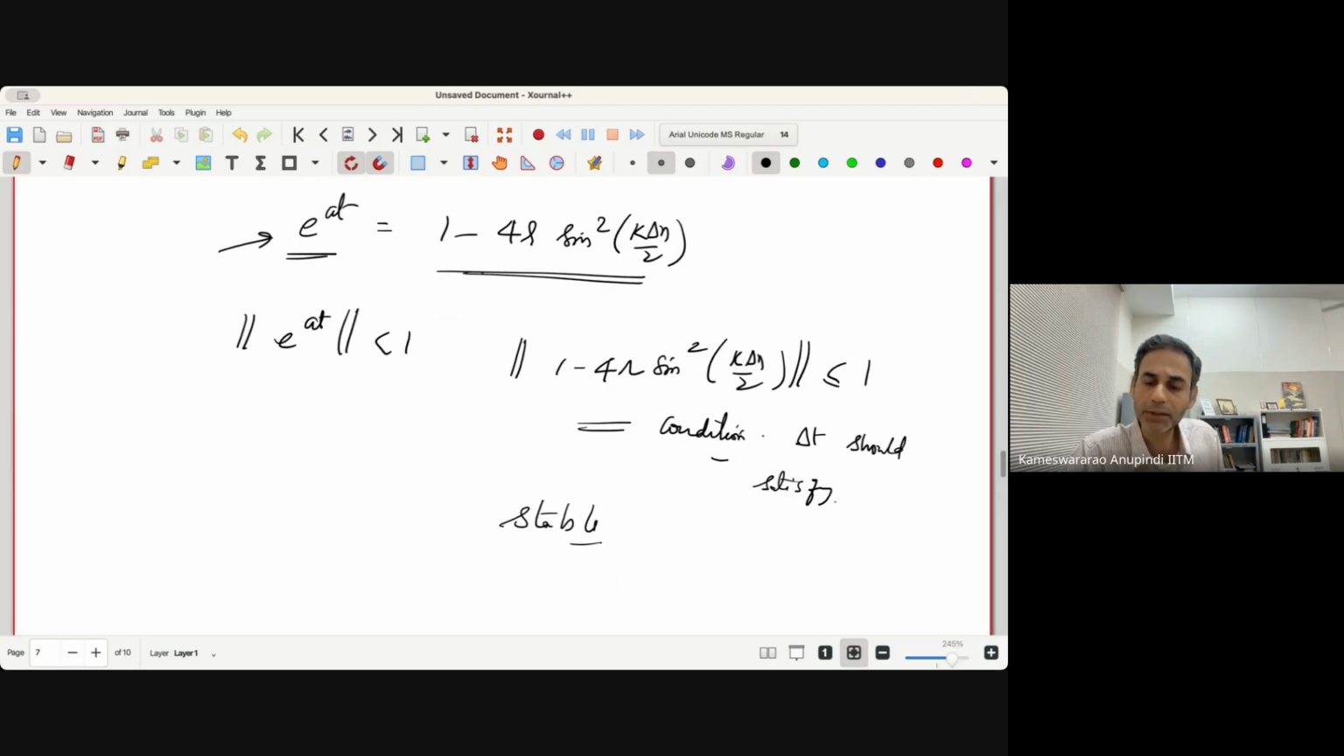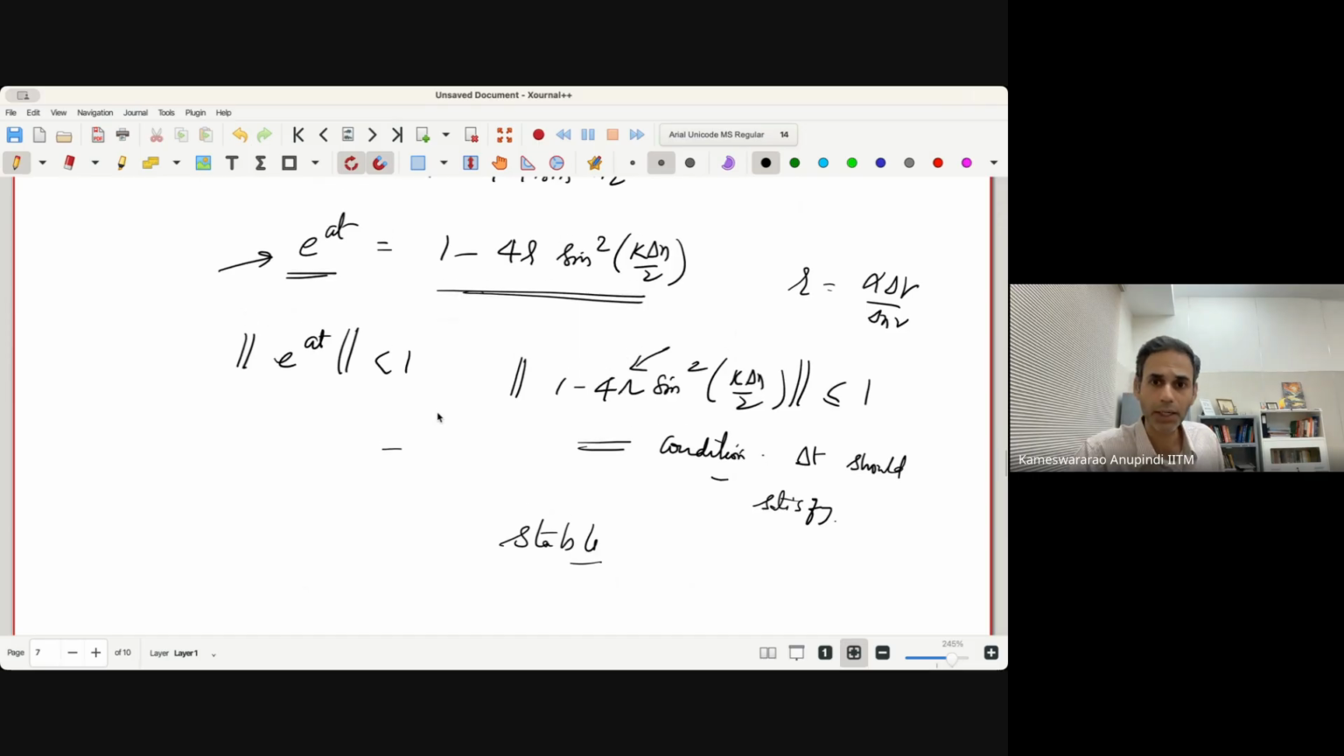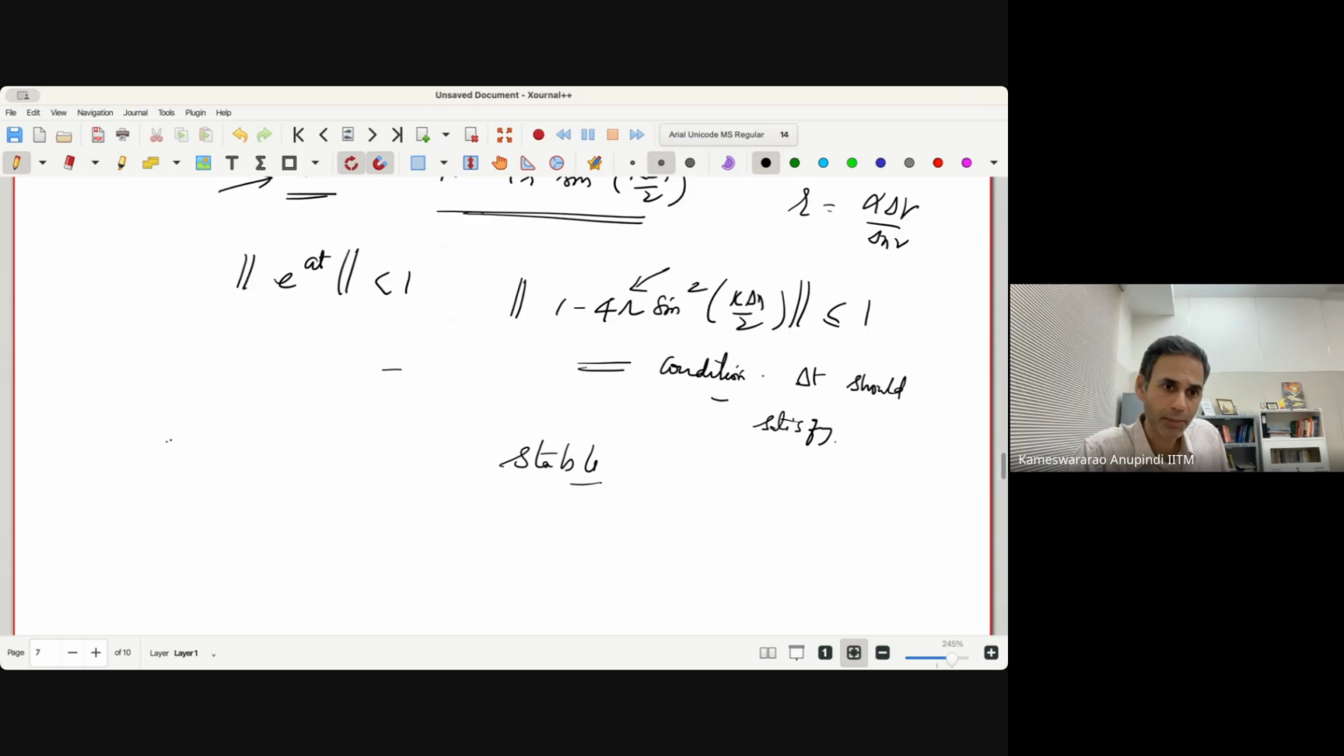Now, where is delta t in this? Delta t is absorbed into r, right? We have written r equals alpha delta t by delta x squared. We need to obtain a condition with which we can say whether this particular scheme is going to be stable or not. This is for the explicit Euler method. We have not yet obtained the final condition, but we have obtained this intermediate condition: the modulus of 1 minus 4r sine square k delta x by 2 is less than or equal to 1.